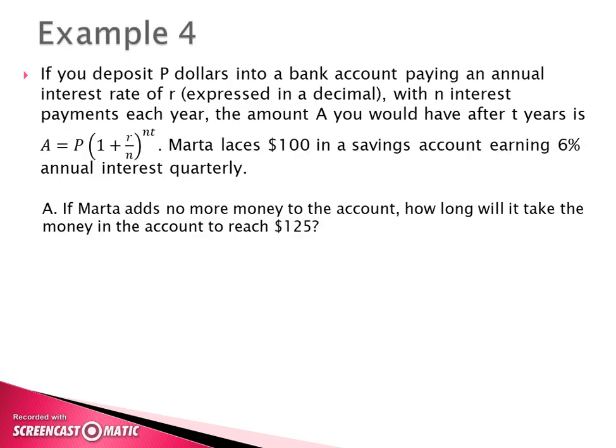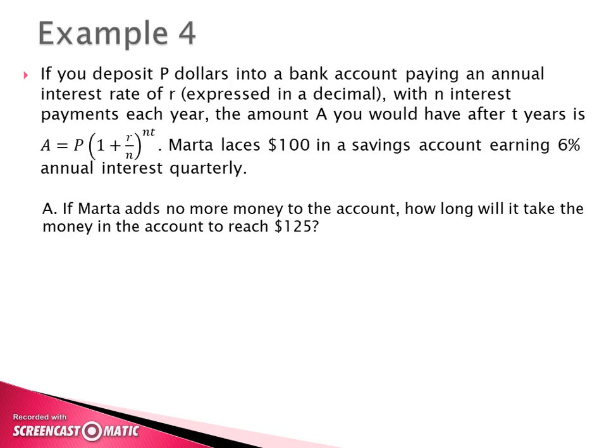Alright, our last example here is an application type. So if you deposit P dollars into a bank account, paying an annual interest rate of r expressed as a decimal, with n interest payments each year, the amount A you would have after t years is in the formula A equals P times the quantity 1 plus r divided by n, to the nt.